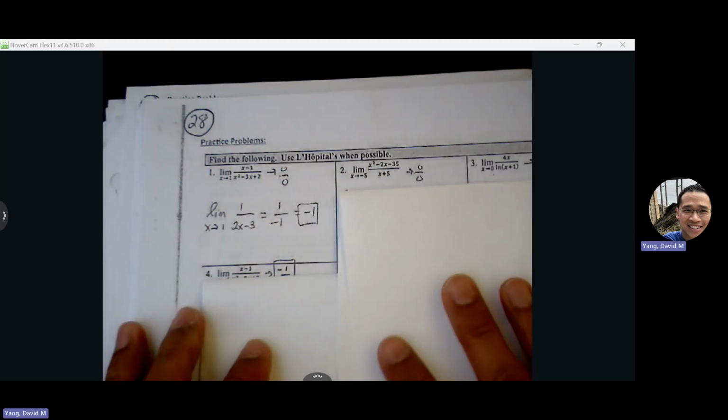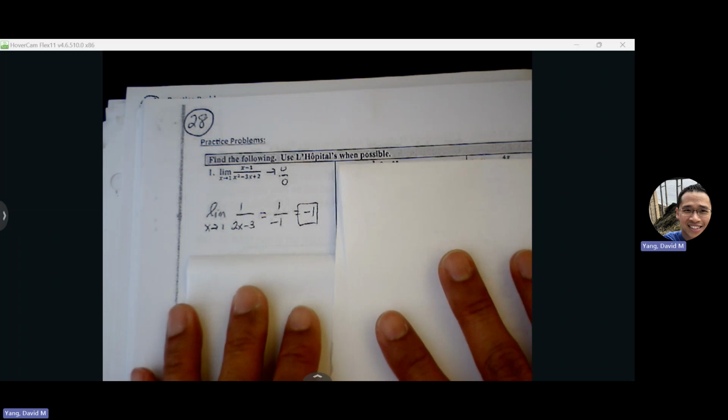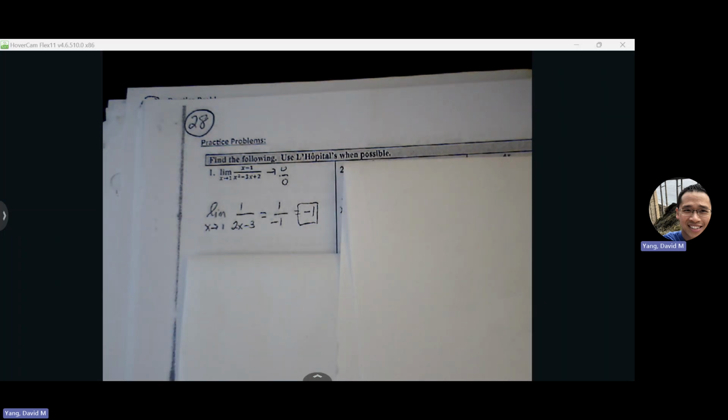Okay, so I want to see that 0 over 0 initial step to confirm that we do have the prerequisite, the requirement needed for L'Hopital's rule. We do get that 0 over 0. So now we reevaluate our limit going through L'Hopital's rule. So the top, we do power rule. Denominator, we do power rule. And then we reevaluate our limits.